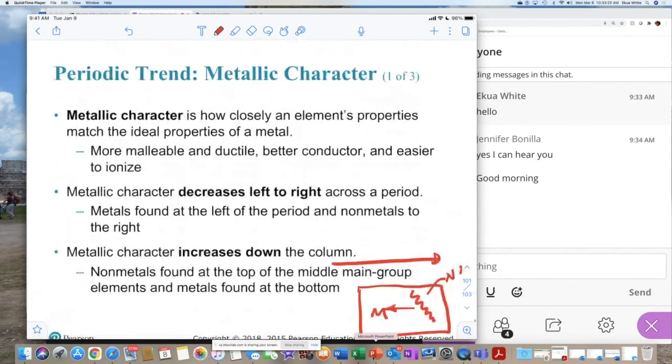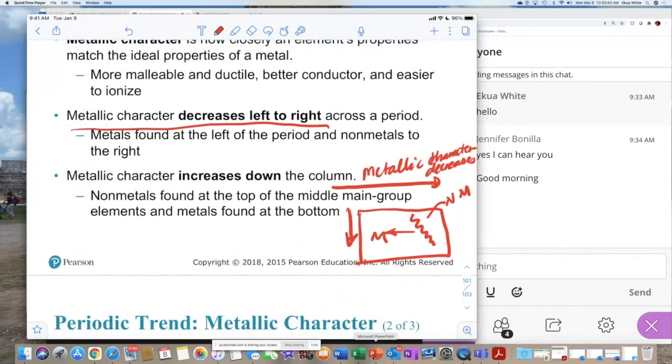So our focus here, though, is on metallic character. So metallic character decreases, right? If you go from left to right, because when you go to the right, you see more nonmetals, not more metals. So that explains that. But when you go to the bottom of the periodic table, metallic character increases. Why? Because that's where you see most of your metals. So if you're going to be seeing more metals, then it increases. So we have essentially talked about this trend right here.